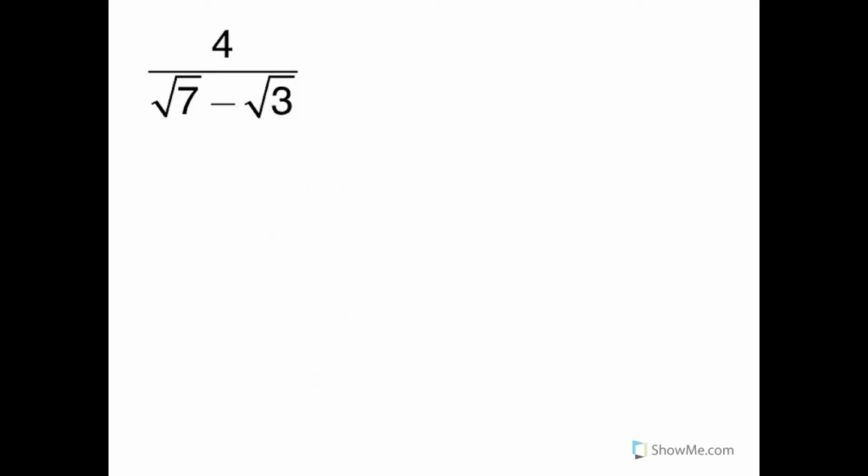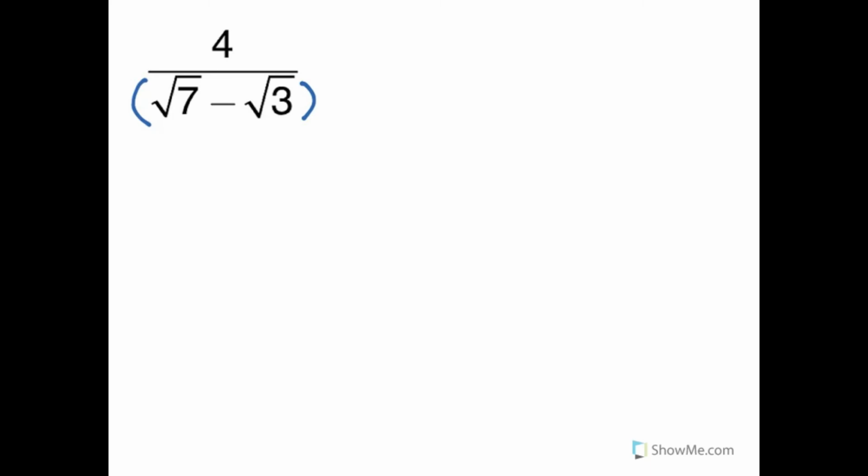Here's one that's slightly tougher. 4 is divided by the square root of 7 minus the square root of 3. This expression, square root of 7 minus square root of 3, cannot be simplified. Roots don't distribute over addition and subtraction.